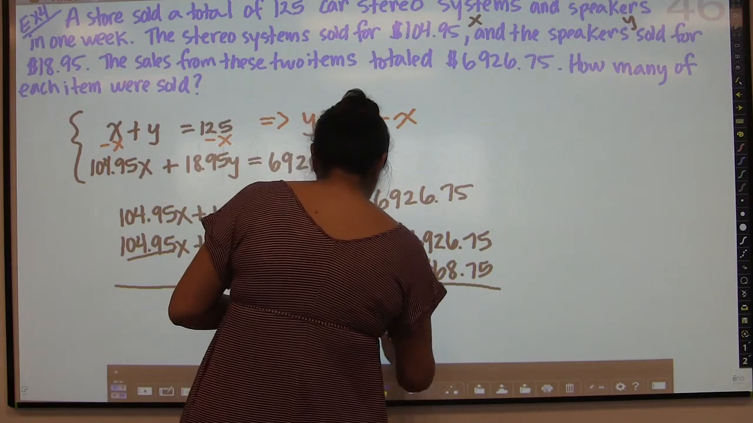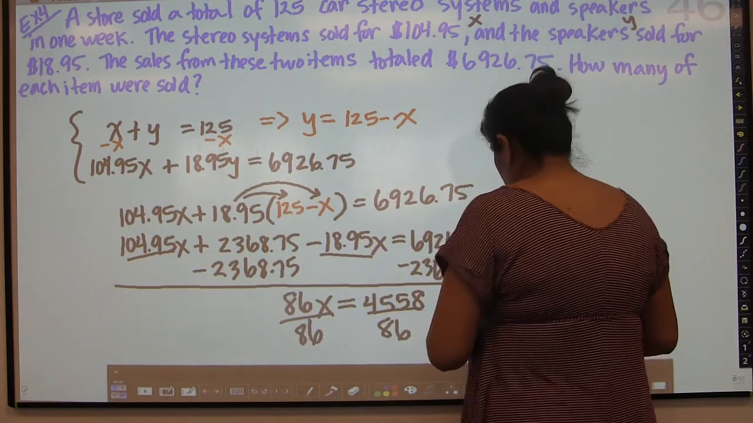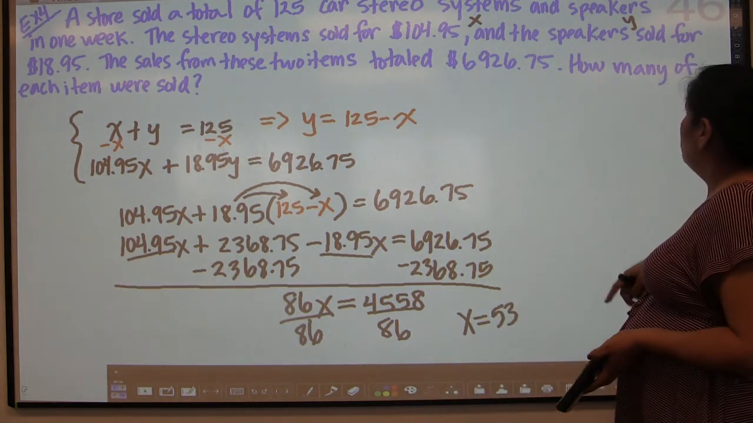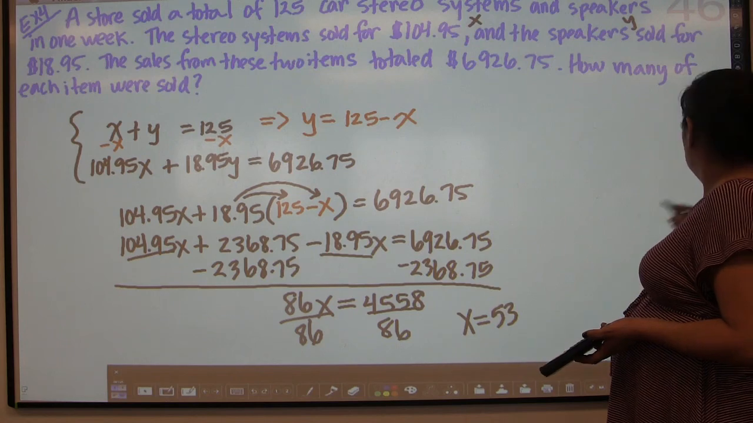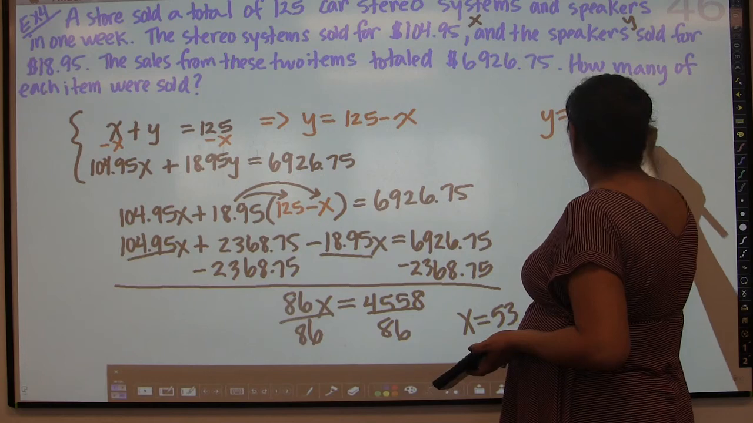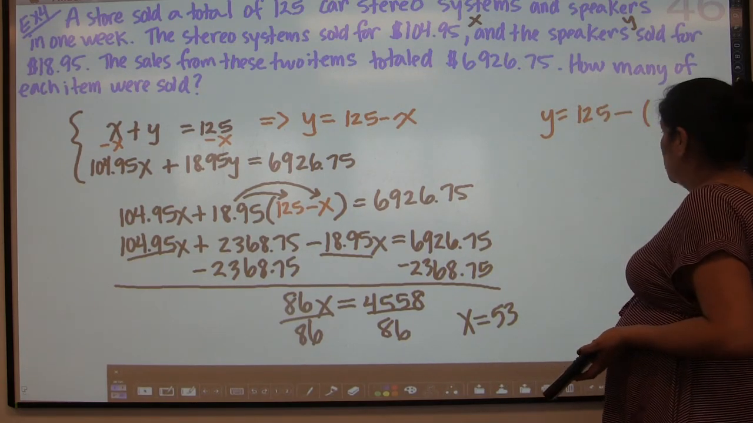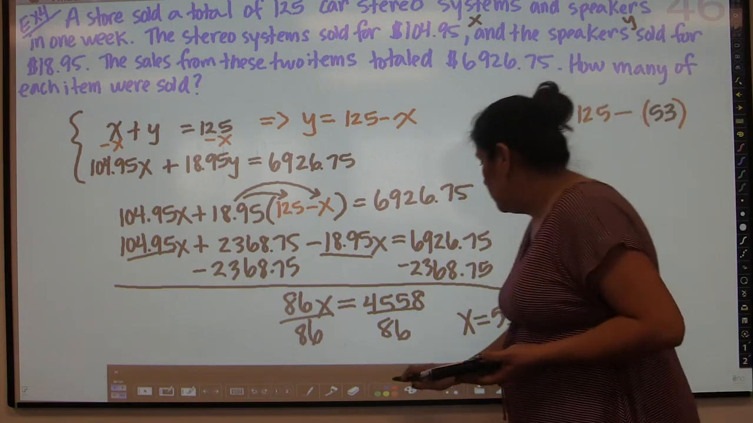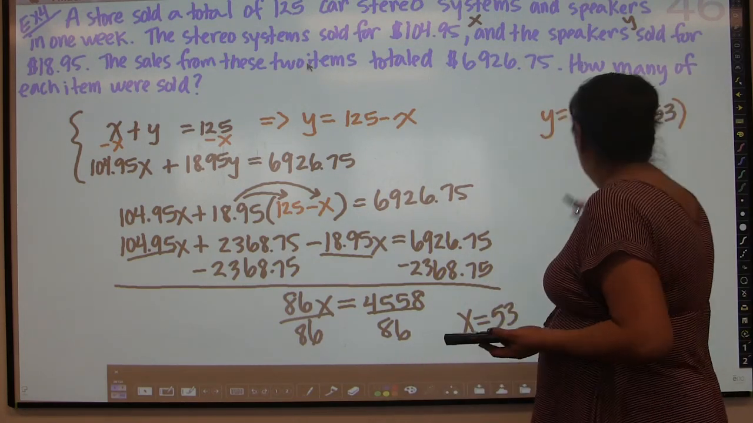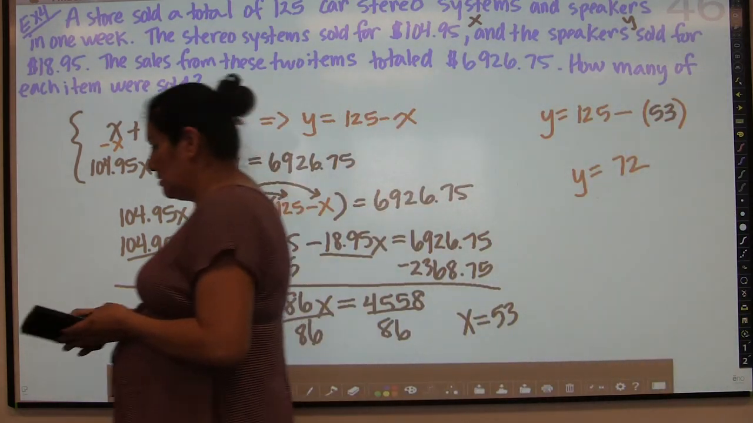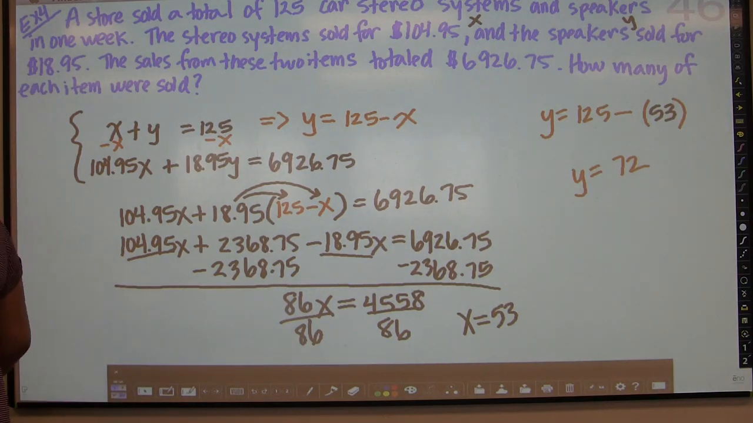Divide both sides by 86, and I get that X equals 53, which means they sold 53 car stereo systems. And then for Y, Y is 125 minus X, or 125 minus 53, which means that they sold 72 speaker sets. And then combine those, you get 125 total items sold. And that is how you solve that, guys.